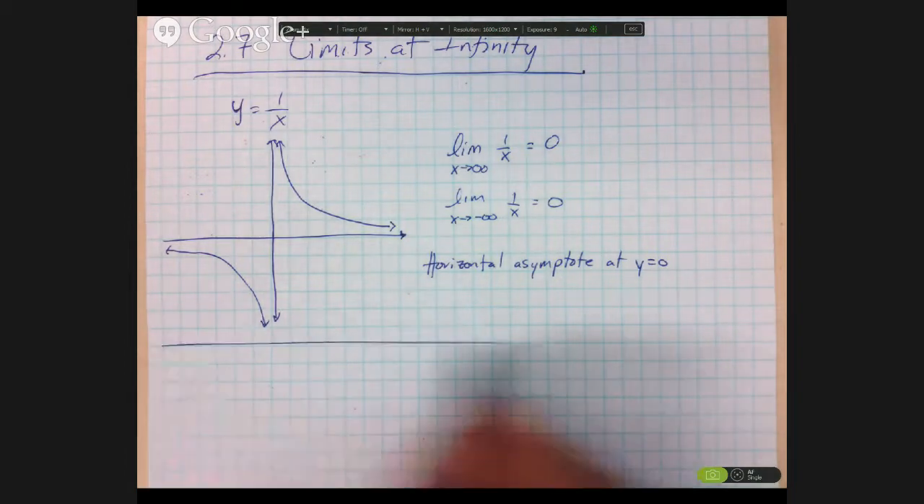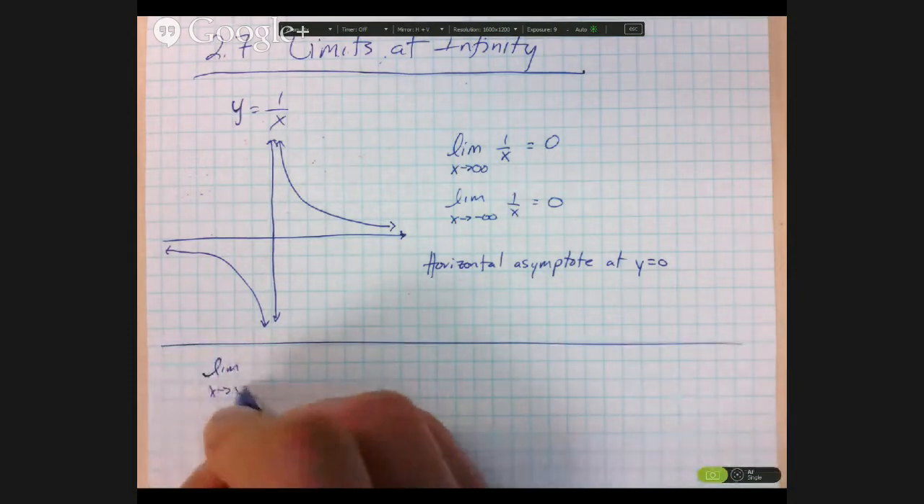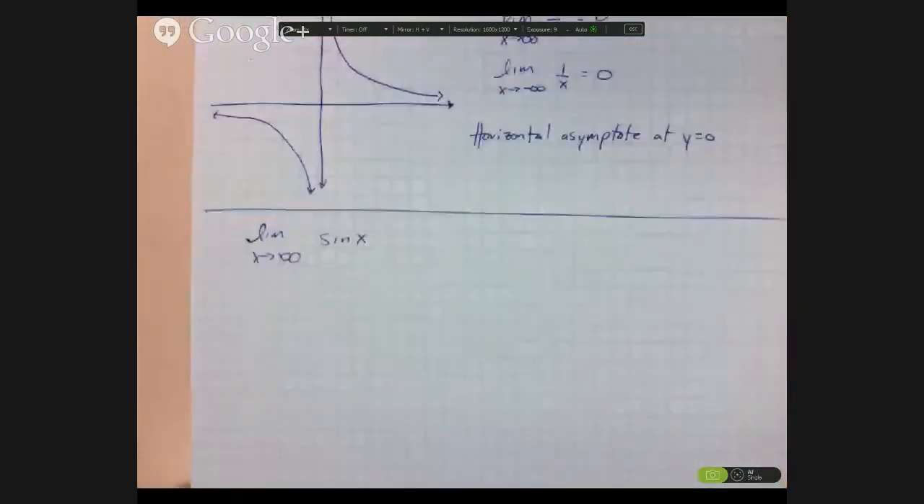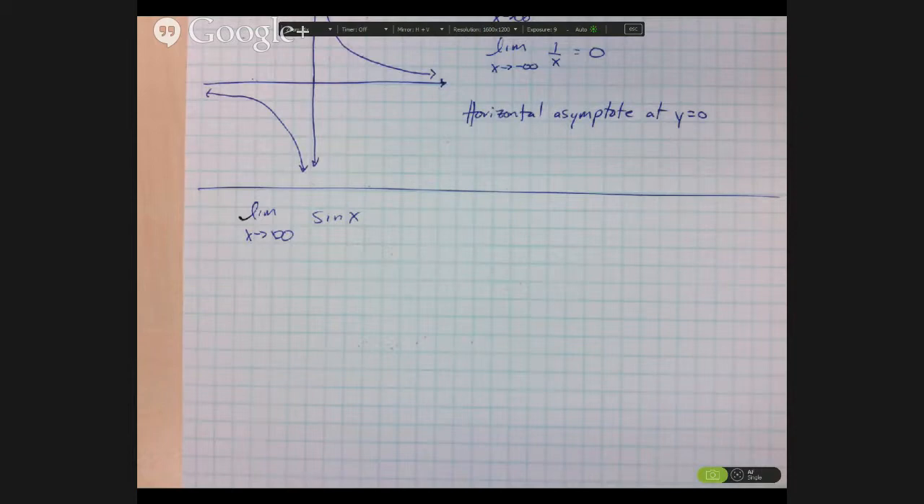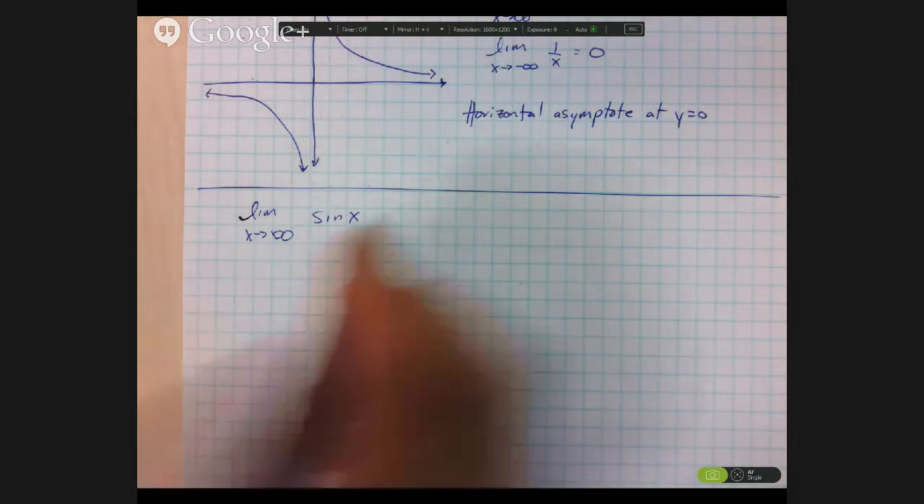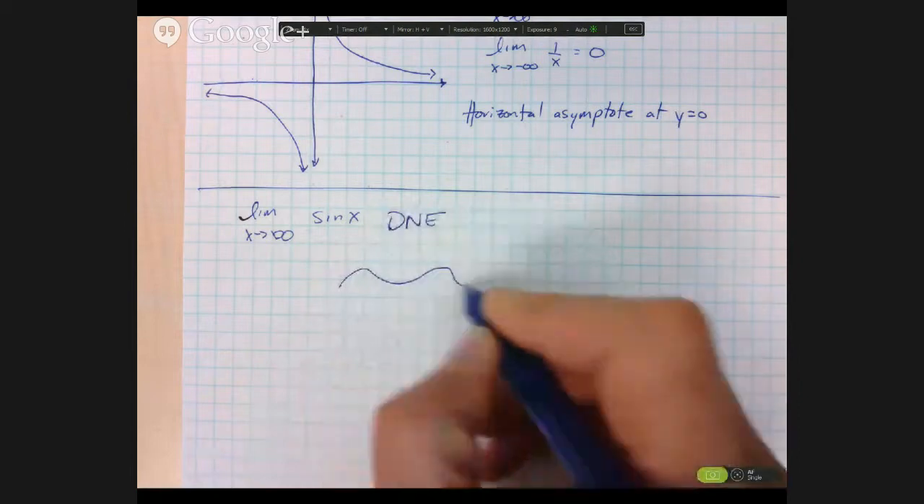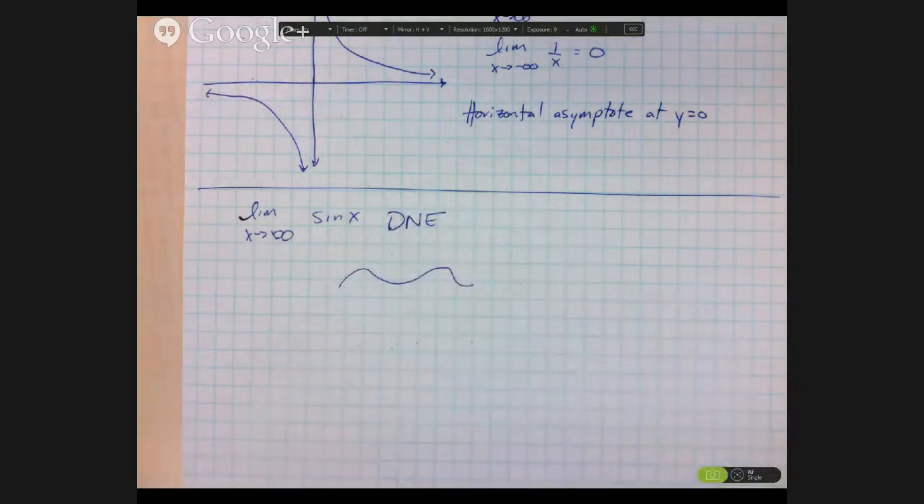What about sin x? It's not undefined. It goes to one and it keeps going. It doesn't. It just goes up and down. Yeah, I think you have the right idea, but you're using the wrong words. All right. So if it's non-existent, what do we say? Because it oscillates. It never settles down on some one number, so that one does not exist.